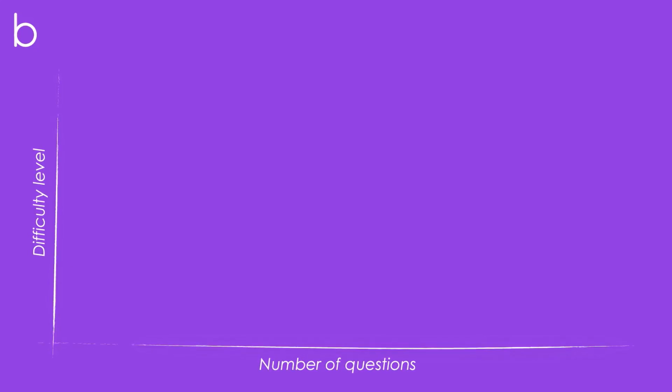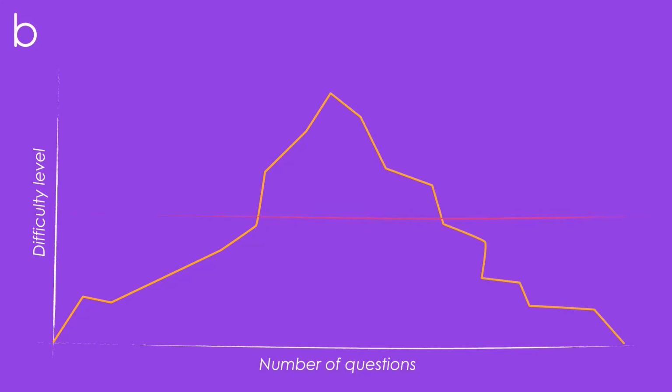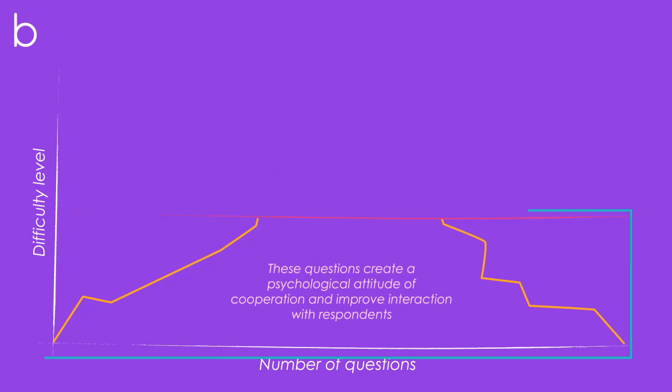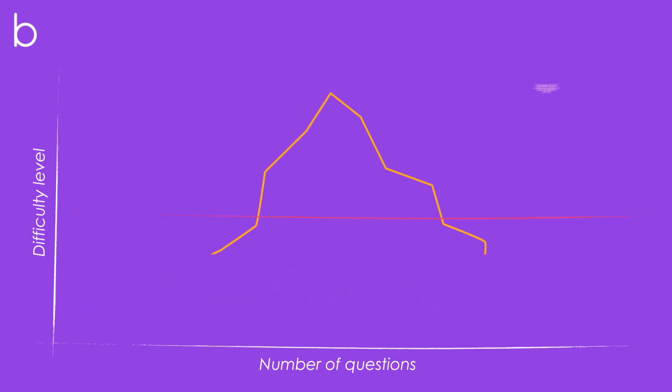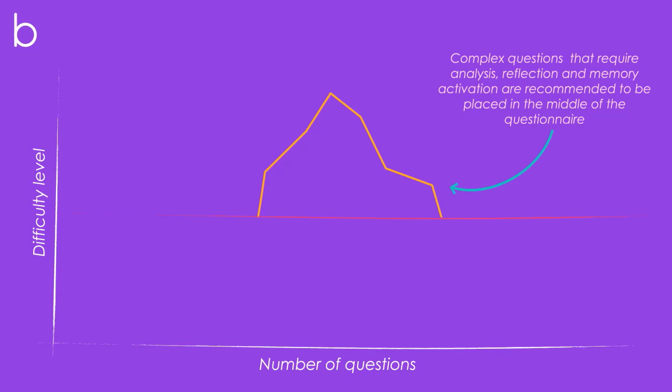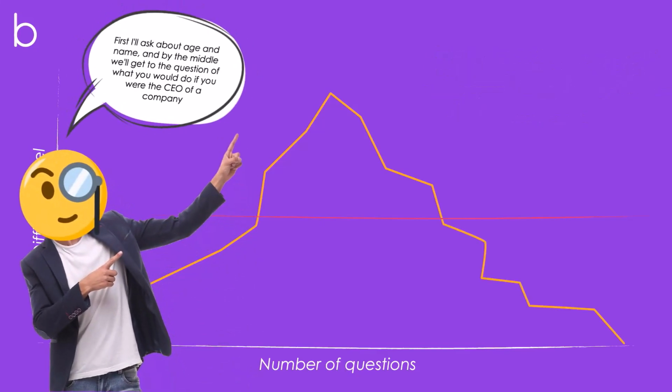When designing the questionnaire, it is recommended to start with simple and neutral questions that help to establish a positive and cooperative atmosphere. These questions create a psychological attitude of cooperation and improve interaction with respondents. Complex questions that require analysis, reflection, and memory activation are recommended to be placed in the middle of the questionnaire. This allows respondents to get used to the process, prepare for more demanding questions, and give deeper and more thoughtful answers.